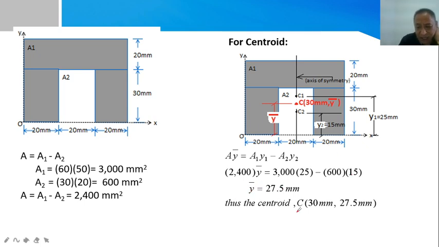That's the centroid. So I'm not going to waste time solving for my x-bar because of symmetry, x-bar is already known as 30 mm. And the y-bar is assigned, that is 27.5. So this is now the answer for this kind of problem.